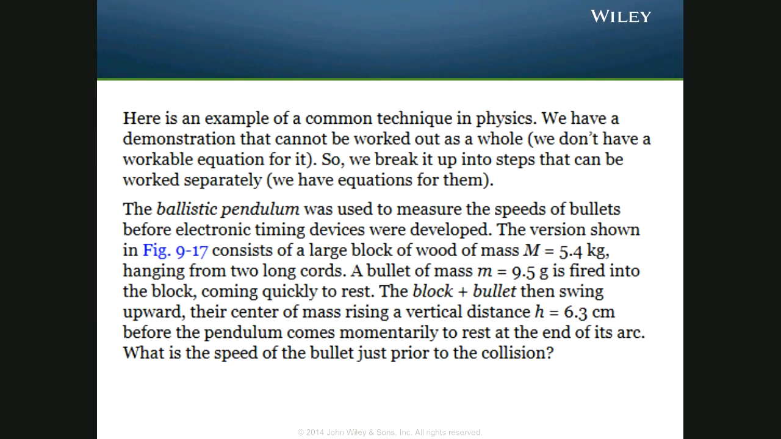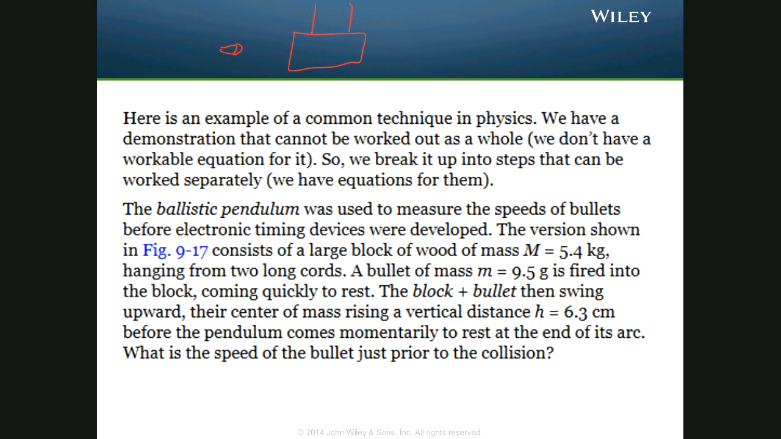So the ballistic pendulum was used to measure the speeds of bullets before electronic timing devices were developed, all right? And the version shown in the figure we're about to see consists of a large block of wood of mass equal to 5.4 kilograms hanging from 2 long cords. So something like this. We'll see a nice picture of it, but I want us to be able to do a sketch and understand the picture. So something that looks like this. Okay? And the question is, if you fire a bullet into it, how can you determine how fast the bullet's going?